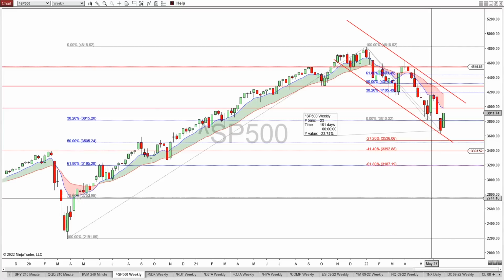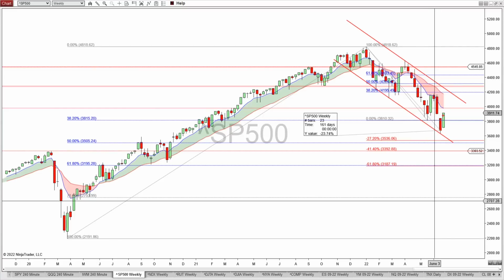Now let's take a look at the S&P 500. This is a weekly chart, and we're going to look at this right here. Remember last week, we were talking about getting a bounce here and filling this gap and possibly coming up to this 4,000 level. Well, it didn't quite get up to that 4,000, but it did come up to this 3,900 level and also filled this gap.